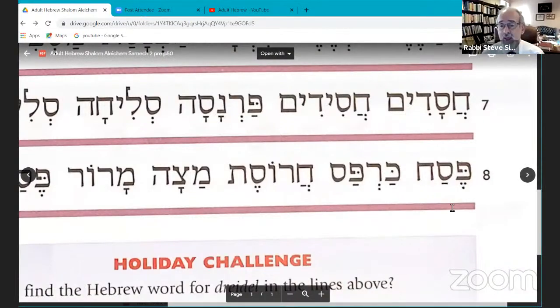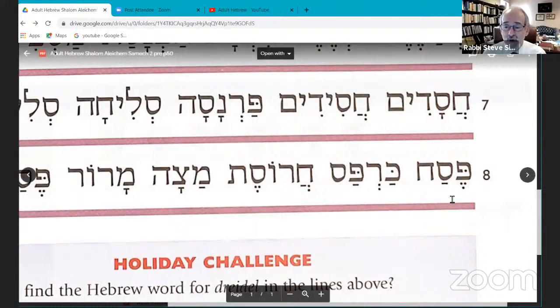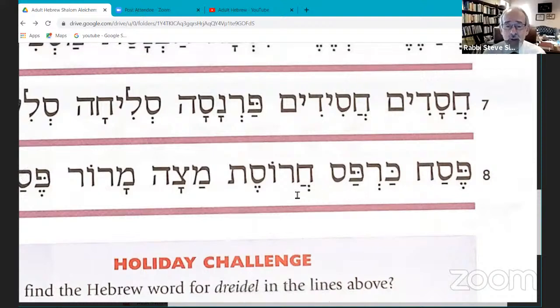Line number 8, Pesach, there's that holiday of Pesach or Passover again. Karpas, karpas is the parsley that people use on the holiday of Pesach, dipping into salt water. Charoset is the apple nut sweet mixture used to offset the bitter herbs. Charoset, all these are Passover terms. Pesach, karpas, charoset.